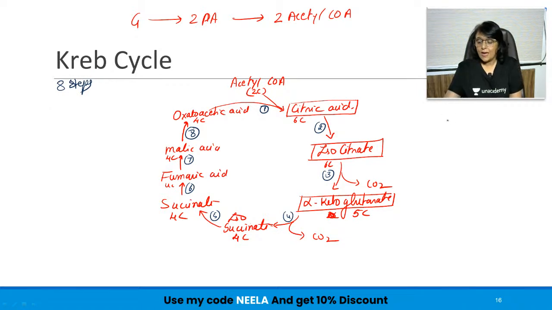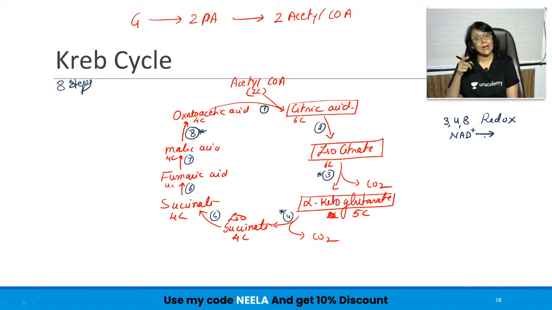Now reaction numbers or step numbers 3, 4 and 8 are redox reactions. Which are we talking about? 3, 4 and 8. Redox. That means something is going to get reduced and something is going to get oxidized. What is getting reduced is NAD. So if NAD gets reduced, it will be reduced into NADH2. Now can we add this here?